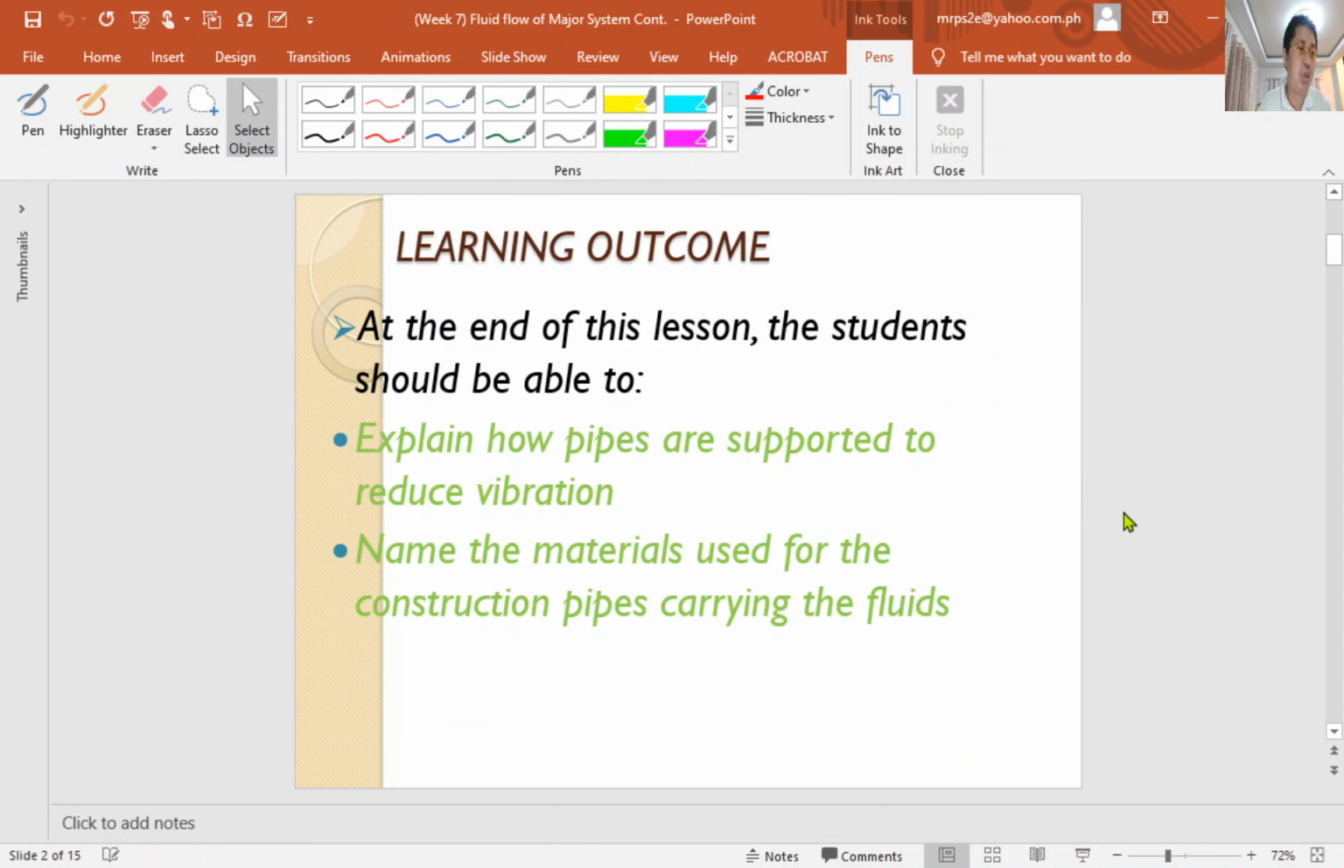This topic is for week 7, with the subject Industrial Chemistry and Tribology. Our learning outcome: at the end of this lesson, the students should be able to explain how pipes are supported to reduce vibration, and name the materials used for the construction of pipes carrying the fluids.